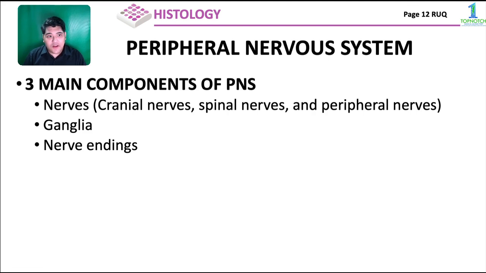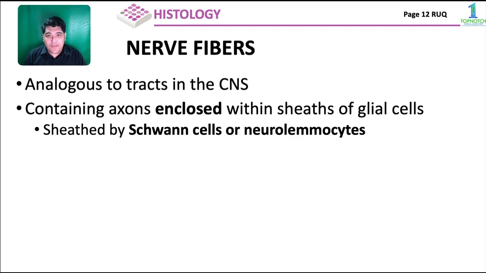Now, let's go to your peripheral nervous system. Its main component is nerves, like your cranial nerves, spinal nerves, and peripheral nerves. Ganglia: by now you should know that when we say ganglia, it's a collection of cell bodies of the neurons outside the central nervous system. That's a ganglia. Then we also have your nerve endings. It's important here that we know the nerve fibers. Since we are in the PNS, nerve fibers are analogous to the tracts in the central nervous system. They also contain axons enclosed with a sheath of glial cells.